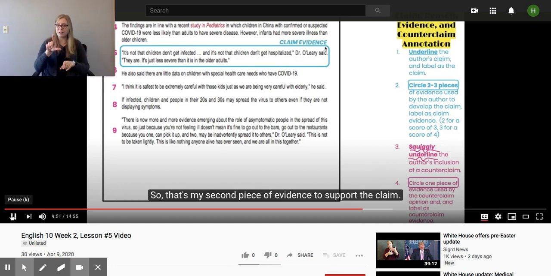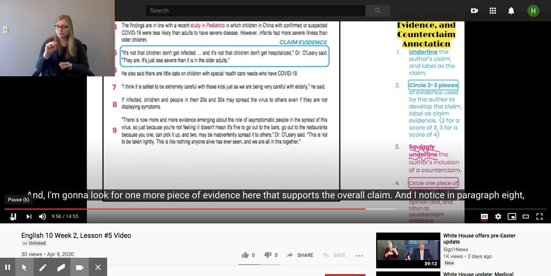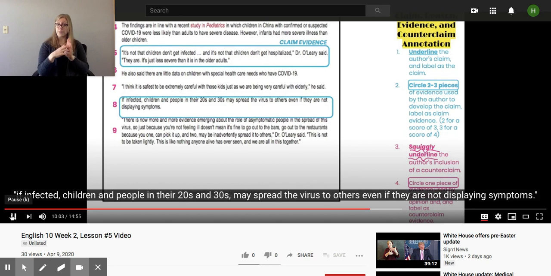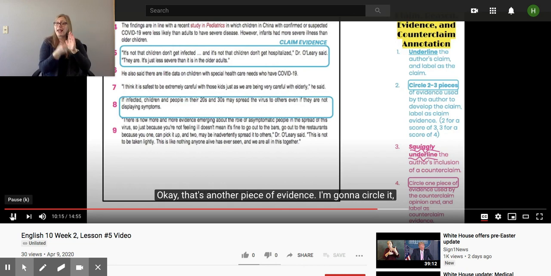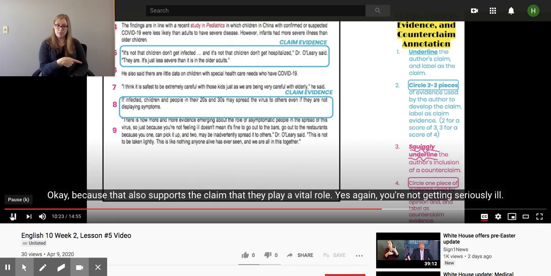So that's my second piece of evidence to support the claim. And I'm going to look for one more piece of evidence here that supports the overall claim. And I notice in paragraph 8, if infected, children and people in their 20s and 30s may spread the virus to others, even if they are not displaying symptoms. Okay, that's another piece of evidence. I'm going to circle it and label it right above it, claim evidence. Okay, because that also supports the claim that they play a vital role.